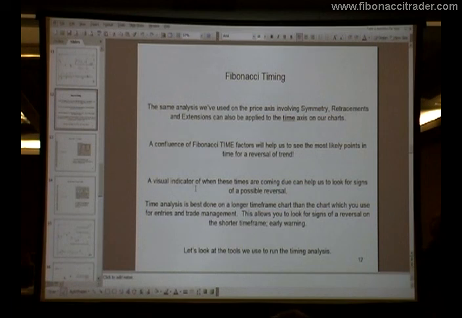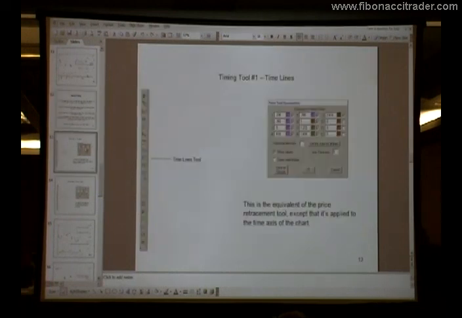The same analysis that we use to look for symmetry and retracements and extensions on price can be applied to the time axis. And when we have an indication on the chart that those times are coming up, when the time and price factors meet, is when we're most likely going to find really strong support or resistance. Now, let's take a look at those tools.